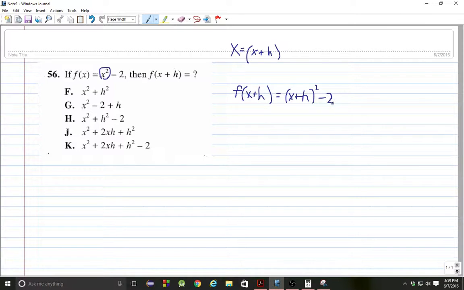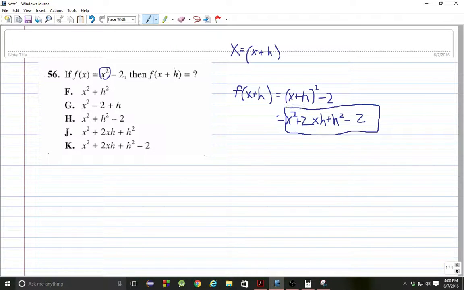And we can simplify this. x plus h squared is equal to x squared plus 2xh plus h squared minus 2. So this is our answer, x squared plus 2xh plus h squared minus 2.